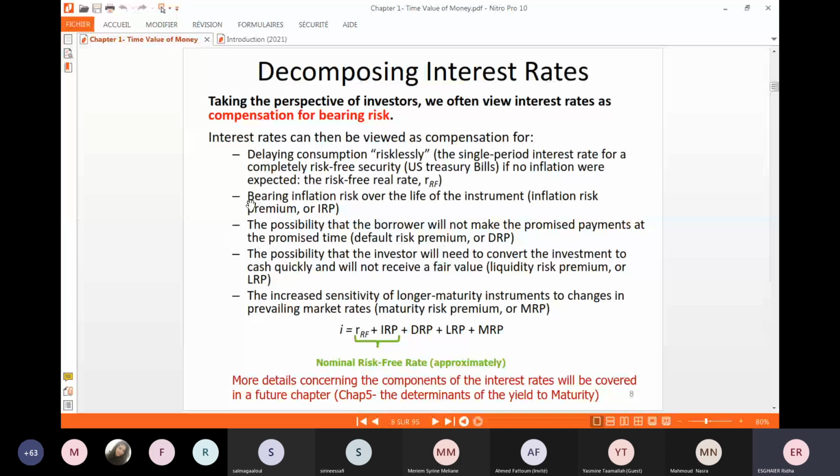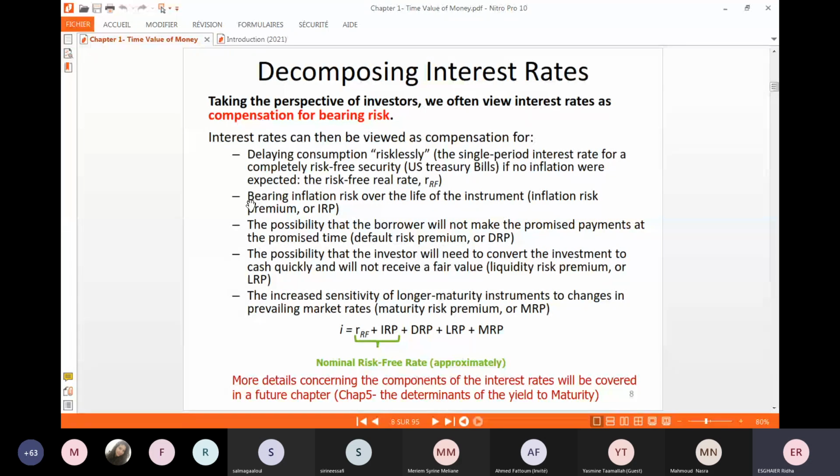Here in this introductory chapter, I just want to say that the interest rate that we use has different components. We will not distinguish between the interest rate and the inflation, because many students have the idea that the value of money may vary because of inflation. It's not because of inflation only, it's because of the interest rate.